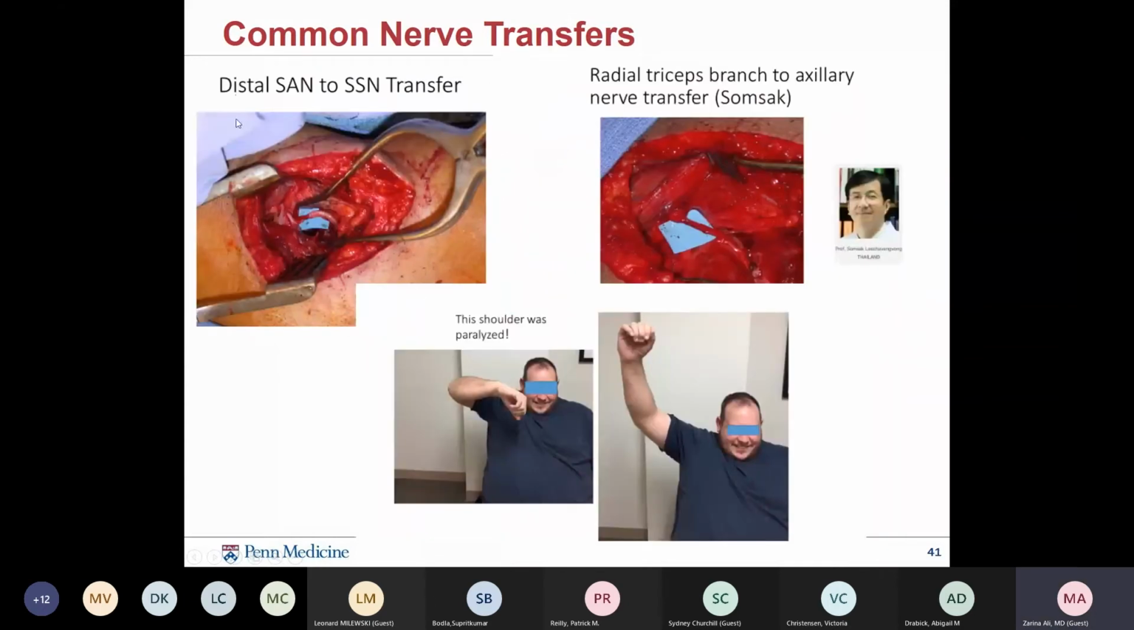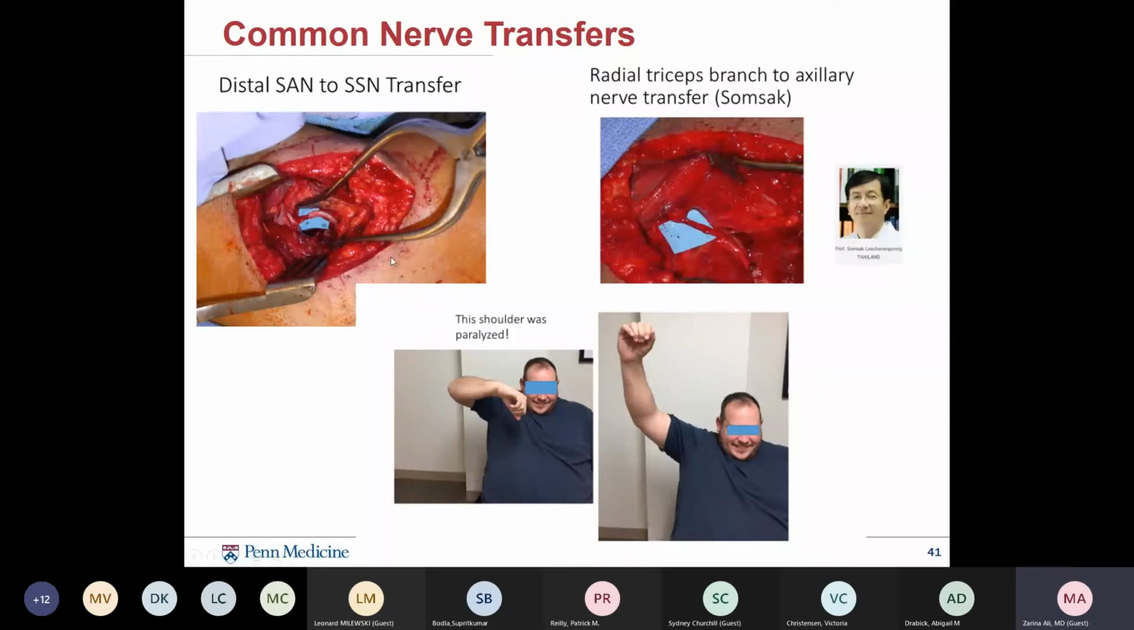Other common nerve transfers, this is another very good nerve transfer that we commonly do, utilizing the distal spinal accessory nerve to the suprascapular nerve. So spinal accessory nerve is a cranial nerve. It is often not affected in a plexus injury. So it is a very good extraplexal donor for these patients.